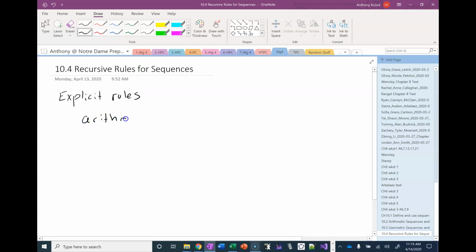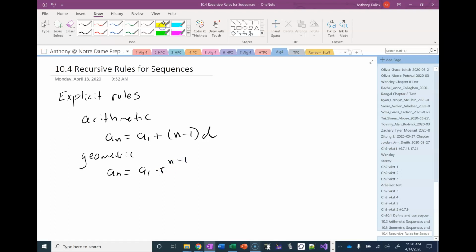If you remember, our rule for an arithmetic sequence was the first term plus n minus 1 times d. And for geometric, our rule was a sub n is equal to the first term times r to the n minus 1. In both of these rules, n is the independent variable where we choose the term number that we're looking for, and then we can solve for that specific term number.